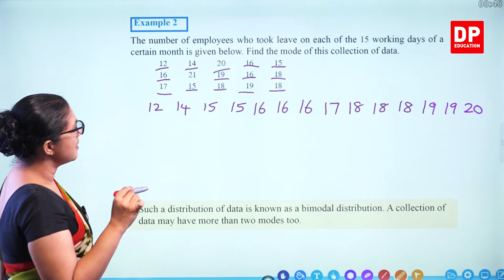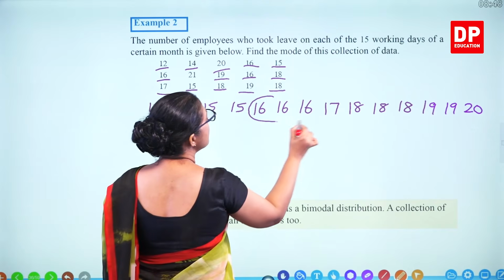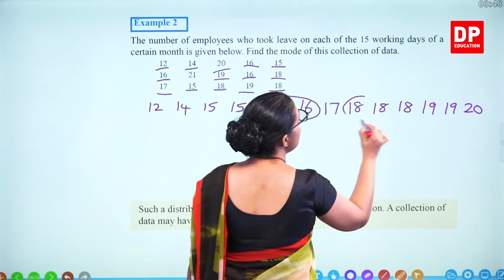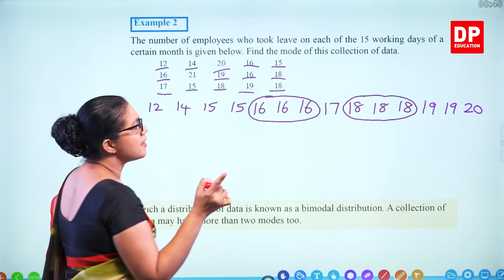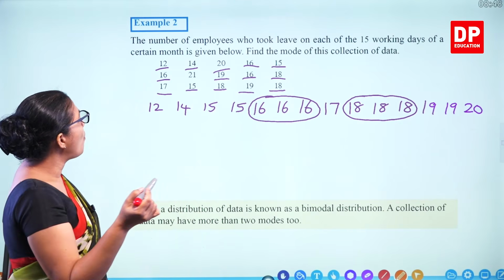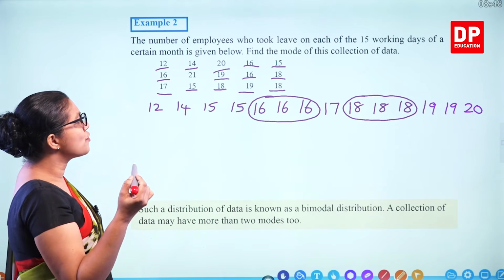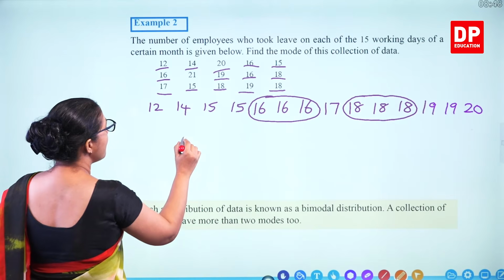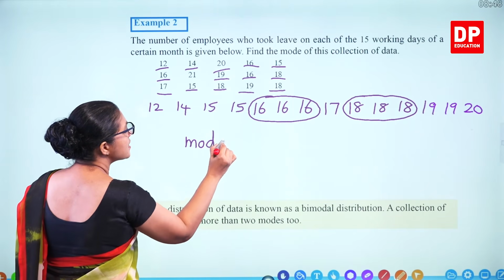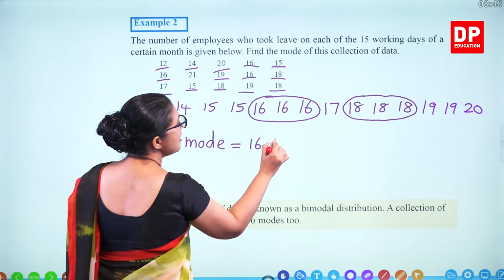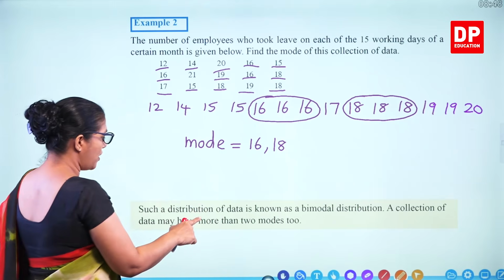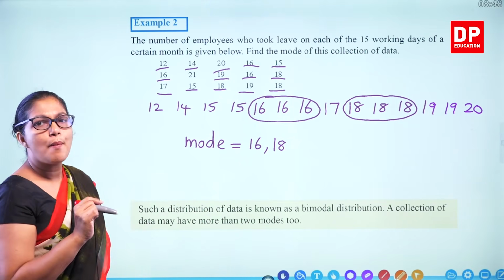Now we can see 16 three times and 18 three times. All the other numbers occur either twice or once. So these are the most frequent numbers. You can write both numbers, 16 and 18, so we call this bimodal.